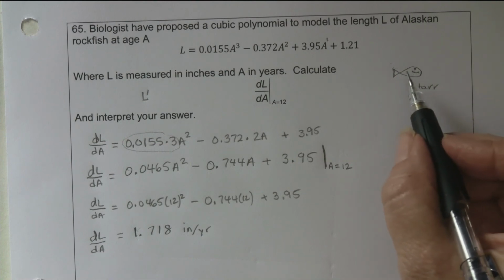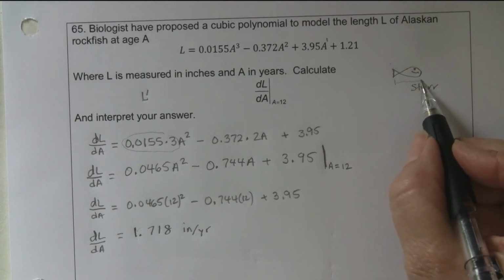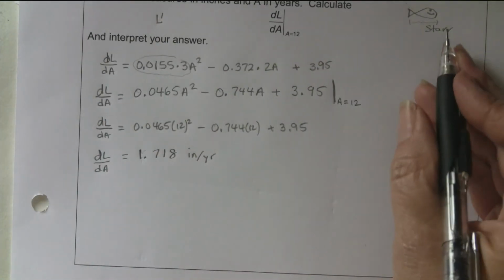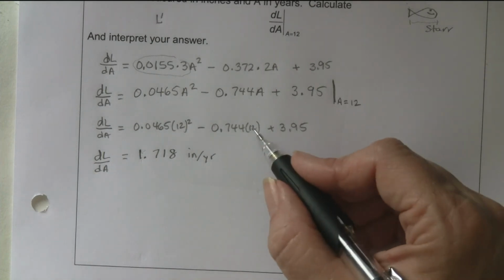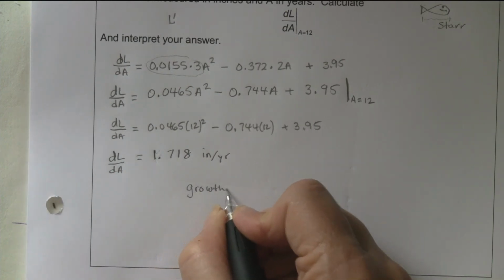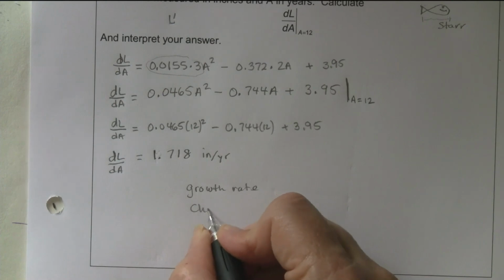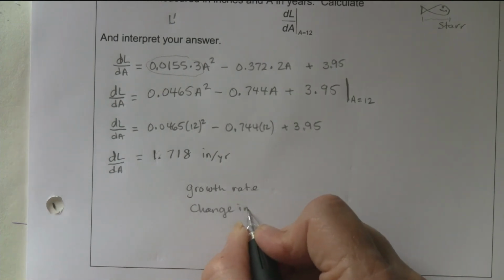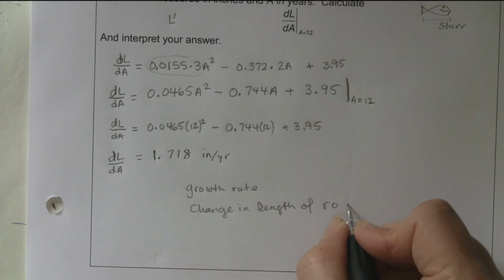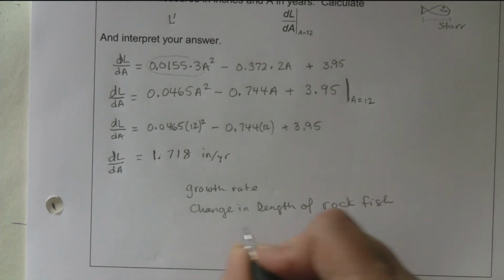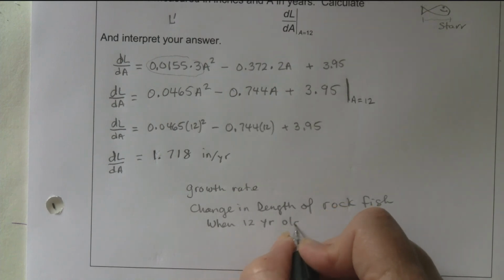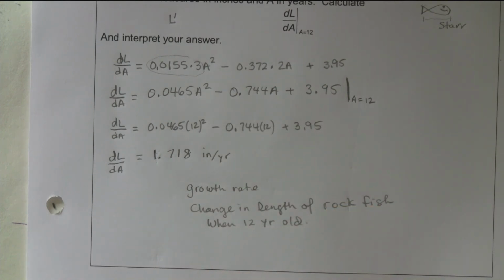And so there's my fish, and if I'm talking about its length, do you guys agree that this is like a growth rate of my fish when the fish is 12 years old? So this is the growth rate, or the change in length of the rockfish when 12 years old.